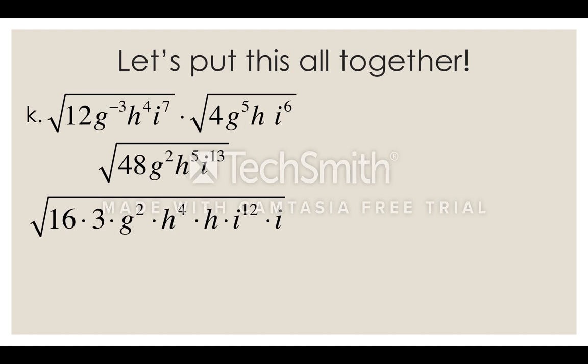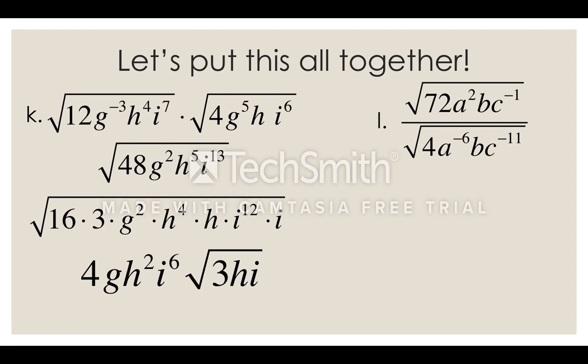The largest perfect square that goes into 48 is 16. So I get 16 times 3 times g squared. H to the 5th is going to break down into h to the 4th times h, and i to the 13th is going to break down into i to the 12th times i. Now let's pull out those perfect squares. So I get 4gh squared times i to the 6th outside of the square root, and then inside the square root, I'm left with 3hi.